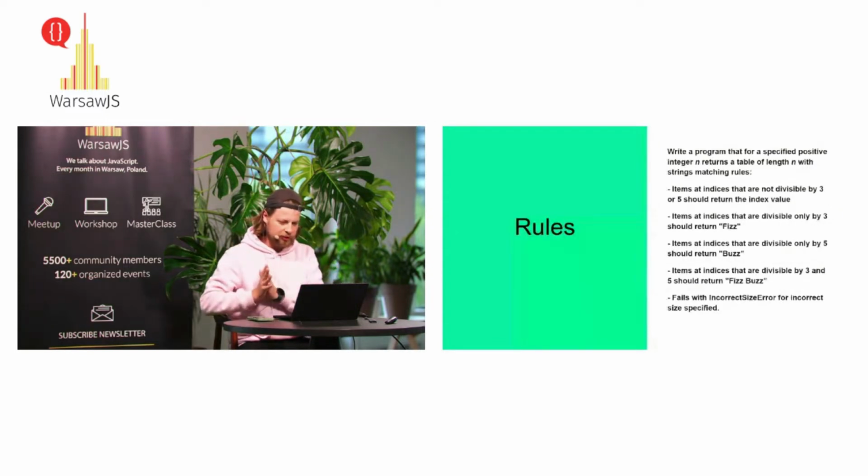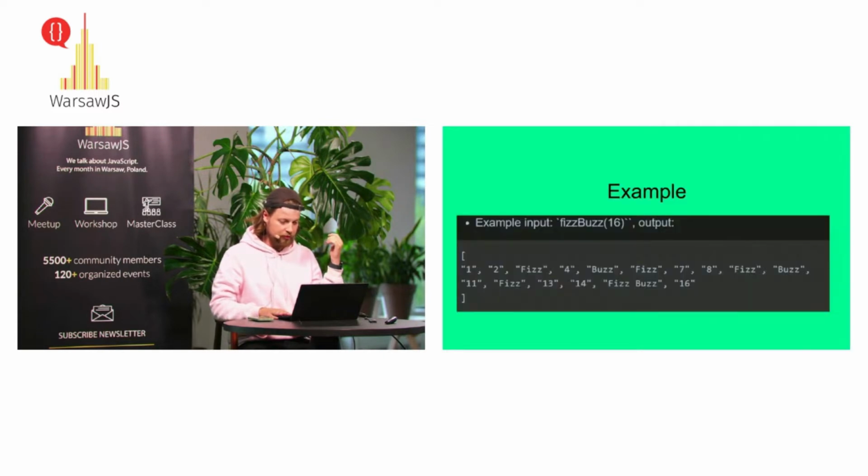Write a program that for a specified positive integer n returns a table of length n with string matching rules. For every number that is not divisible by 3 or 5, return the index value. Divisible by 3, return fizz. 5, buzz. And 3 and 5, return fizzbuzz. If you pass in an incorrect number, for example, a negative integer, then an incorrect size error should be thrown.